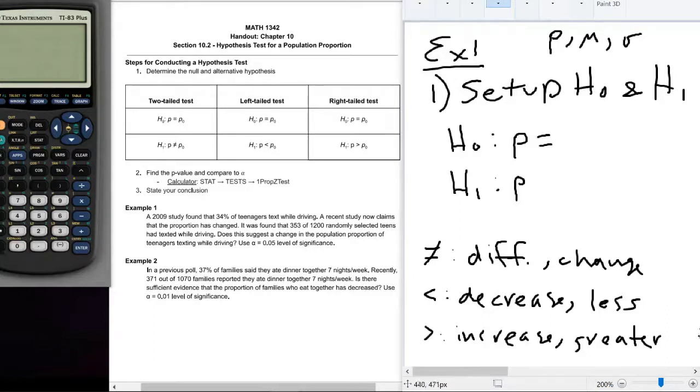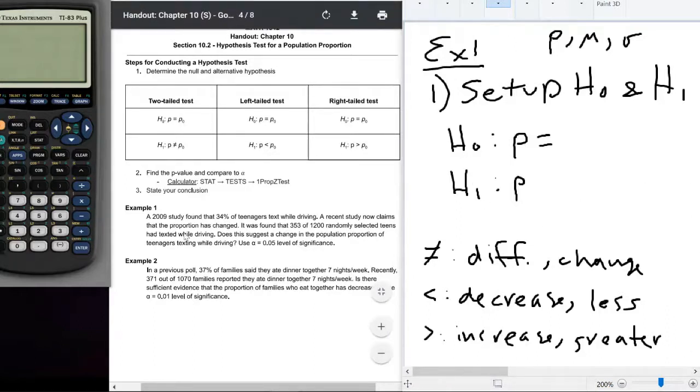So in this problem here, a recent study now claims that the proportion has changed. And notice that they're using this word changed a couple of times in the problem. Does this suggest a change?